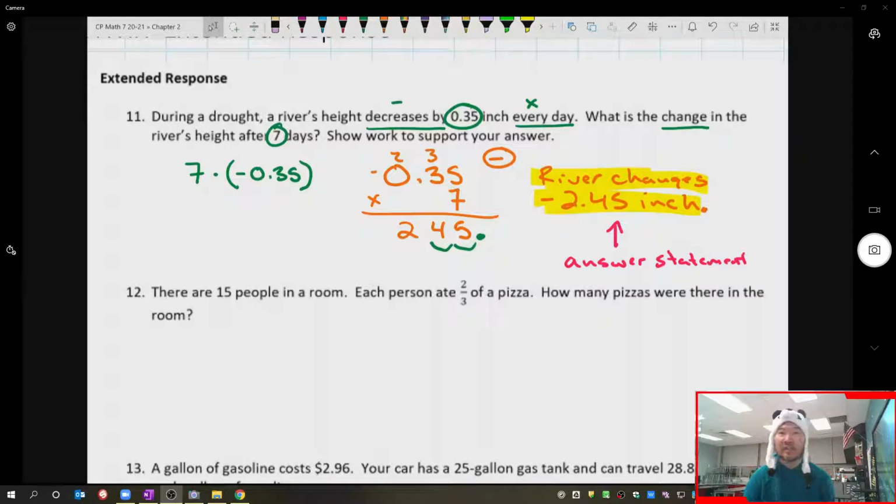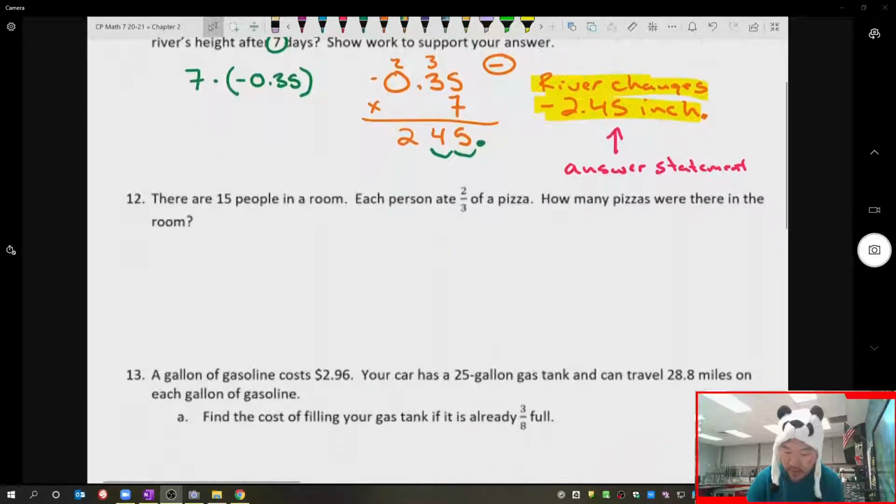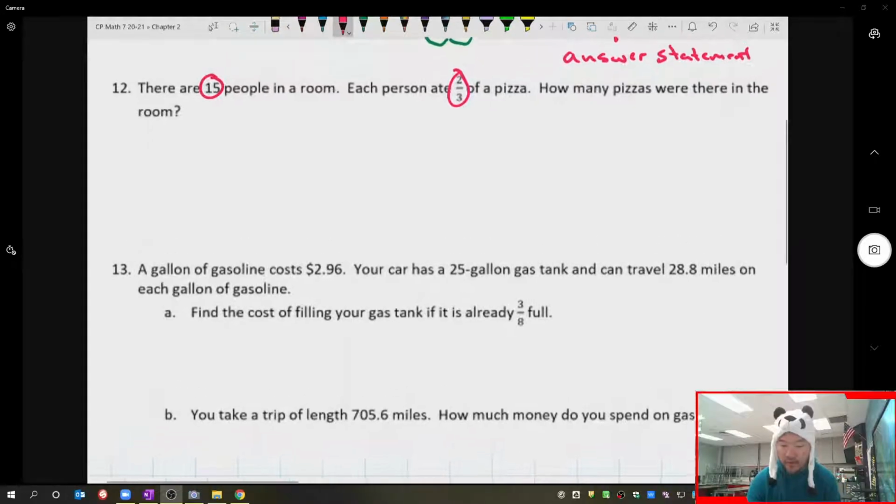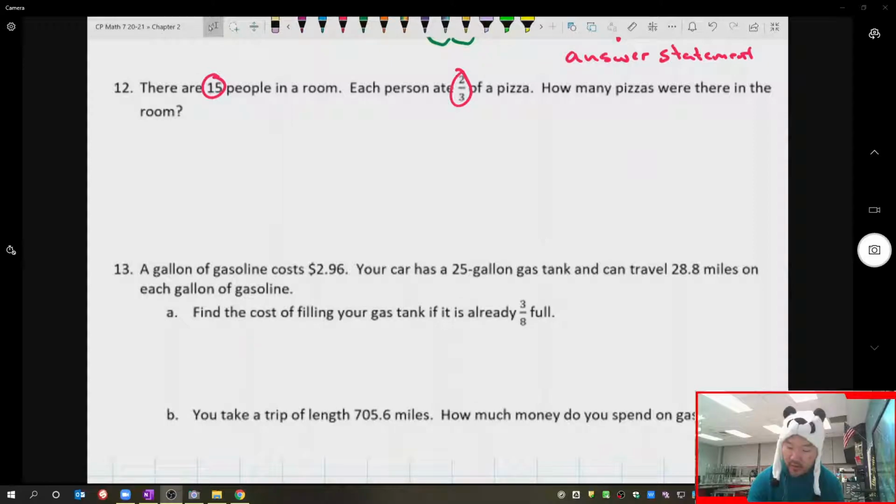And this question is going to be a mixture of a few types of numbers. Okay, so let's scroll here. For number 12, it says there are 15 people in a room. Each person ate 2/3 of a pizza. How many pizzas were there in the room? Okay, let's start with 15 and 2/3 being circled because I know I got to use those numbers. It asks us how many pizzas were there in the room. I'm going to underline that to keep track.